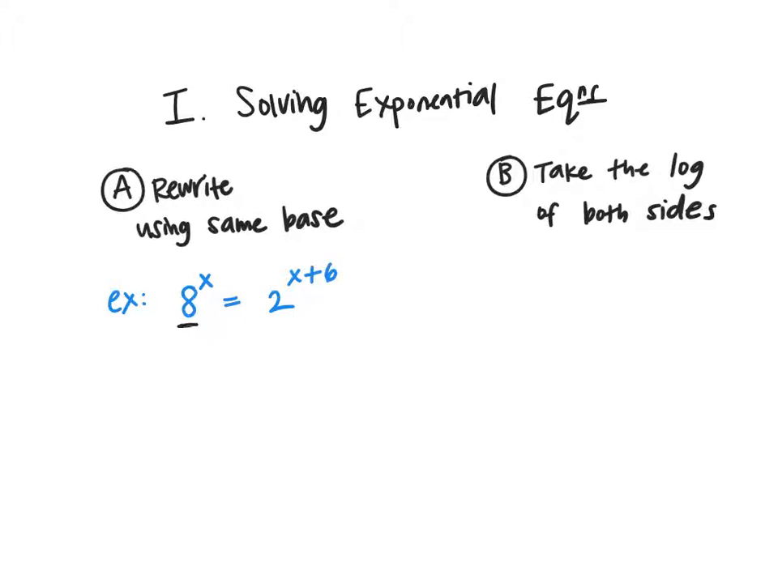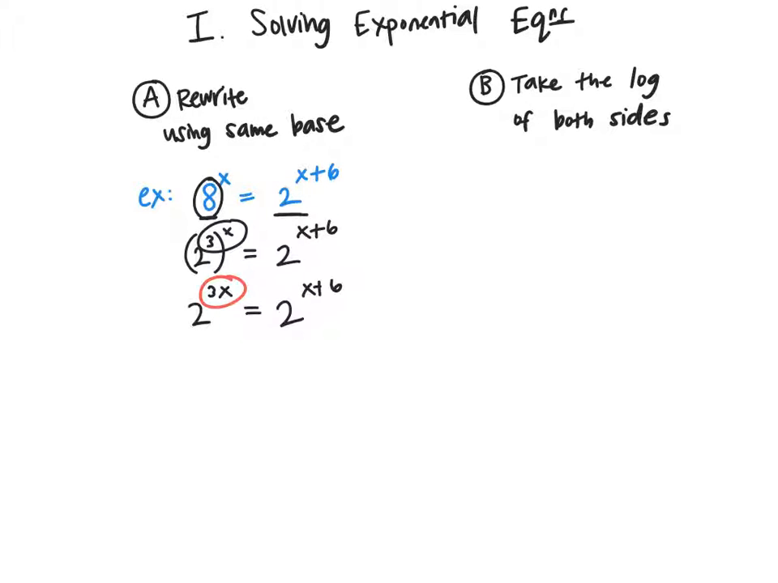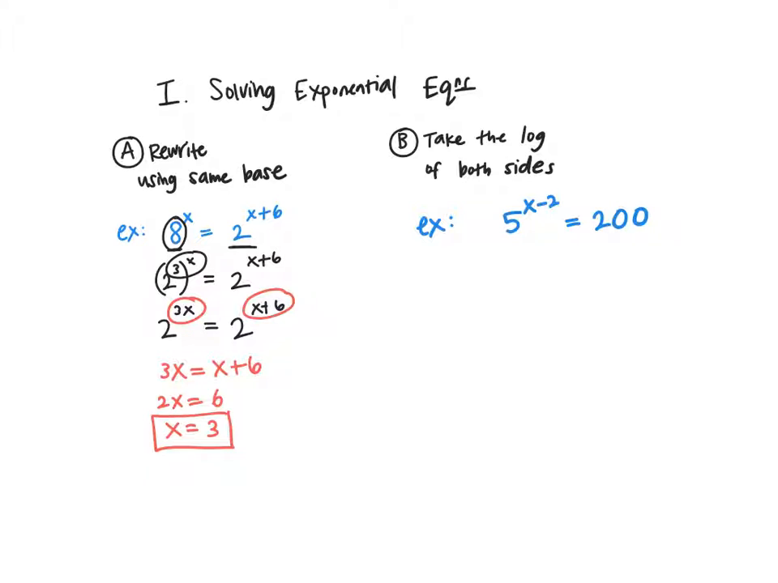So notice that on the left-hand side I have an 8 as a base, and on the right-hand side I have 2 as a base. And I could rewrite 8 as 2 cubed, right? Because 2 cubed is 8. And then on the right-hand side, I have 2 to the x plus 6. So notice here, using the power property, I'm going to have 2 to the 3x equals 2 to the x plus 6. So if I have 2 to the something equals 2 to the something, those two somethings must equal each other, right? It's a one-to-one property there. So now I can just go ahead and solve, subtract x on both sides, and x equals 3 as your final answer.